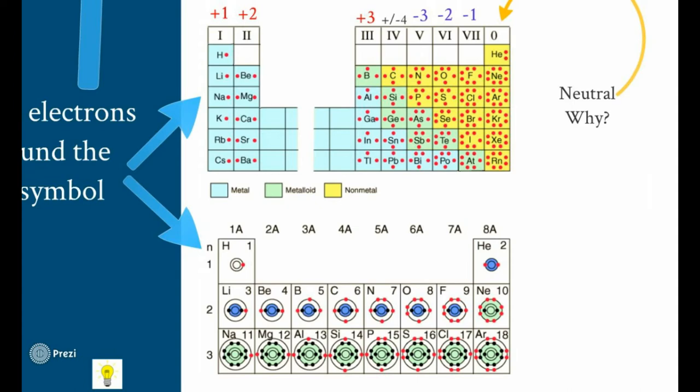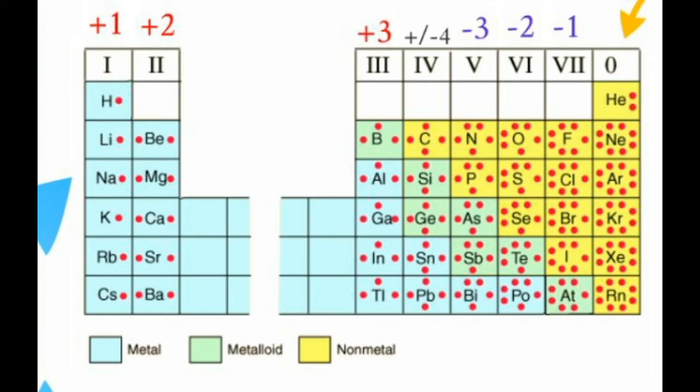You don't have to do each one because they're all going to repeat as you go down, but I would at least get the first one out of each group. So, for example, you've got hydrogen. It has one valence electron. Beryllium has 2. Boron has 3. Carbon has 4. Nitrogen has 5. Oxygen has 6, 7, 8.